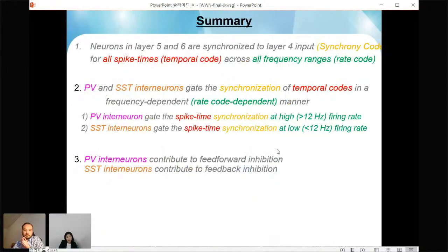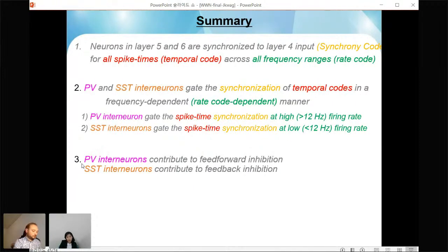So overall, we have this summary. The neurons in layer 5 and 6 are synchronized to layer 4, coding for synchrony code for all spike times and across all frequency ranges. These 3 different types of neural codes coexist, and PV and SST interneurons gate the synchronization as temporal codes in a frequency-dependent way: PV interneurons gating at high frequency and SST interneurons gating the spike time synchronization at low frequency.